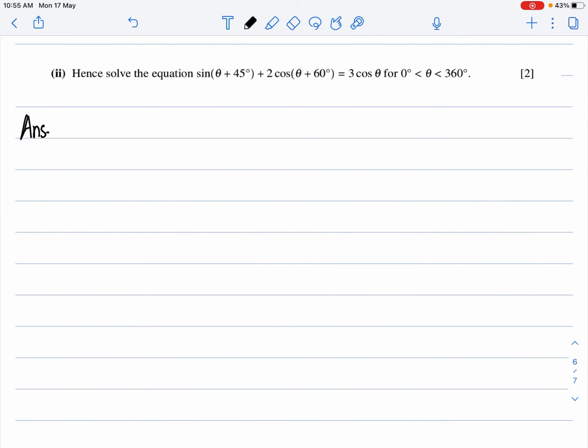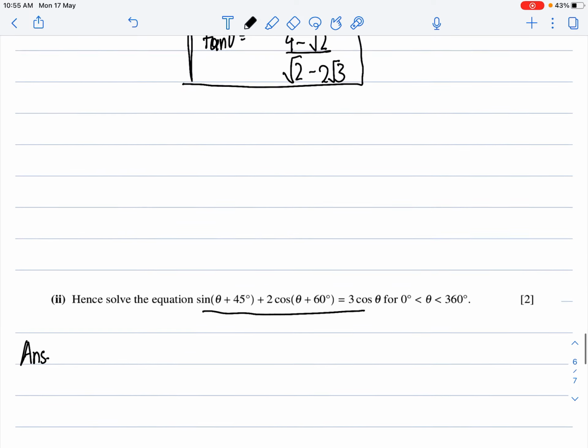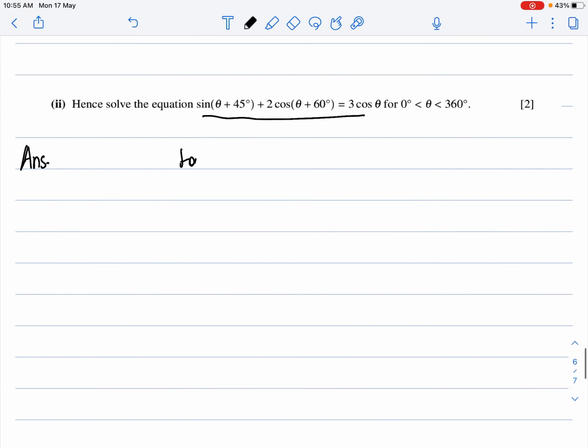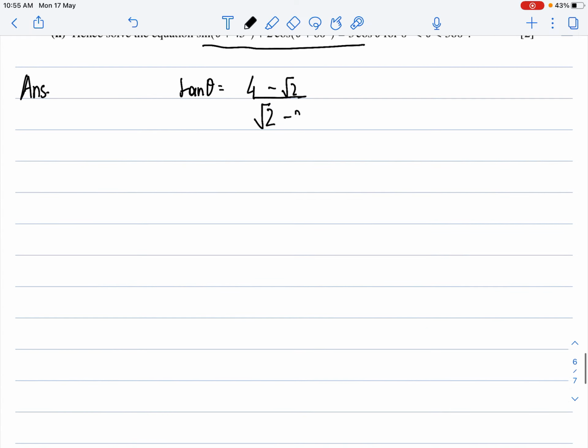So now I know this equation can be written in terms of tan theta as tan theta equals 4 minus root 2 over root 2 minus 2 root 3. Or you can just solve it. You know you have your ASTC curve. Just give me 1 second. So I have 4 minus root 2 over root 2 minus 2 root 3.